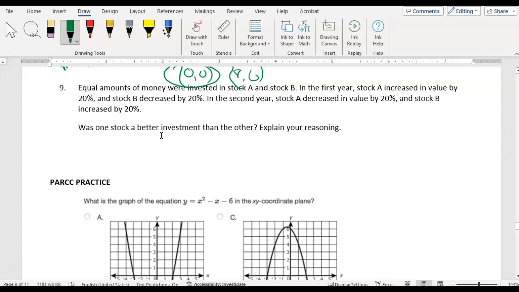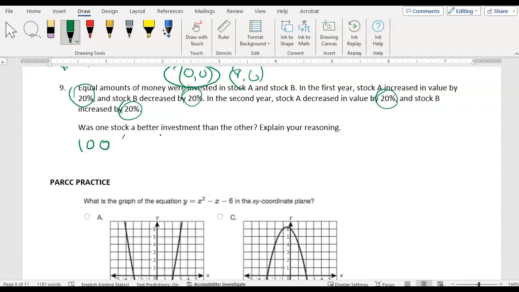If we have stock A increasing by 20% and stock B decreasing by 20%, in the second year, stock A decreased in value by 20% and stock B increased by 20%. Was one stock a better investment than the other? Explain your reasoning. So let's say if we have stock A, let's say it's worth 100, okay? We're just going to give it a value so that we can make a comparison.